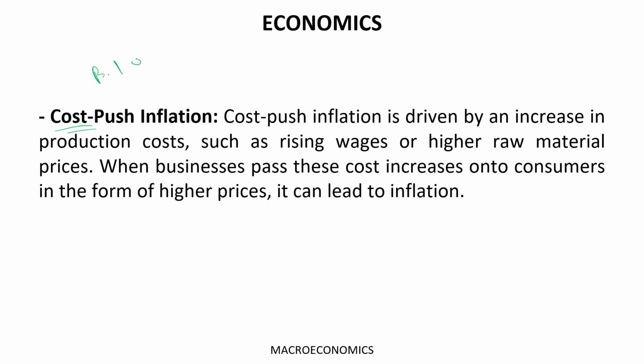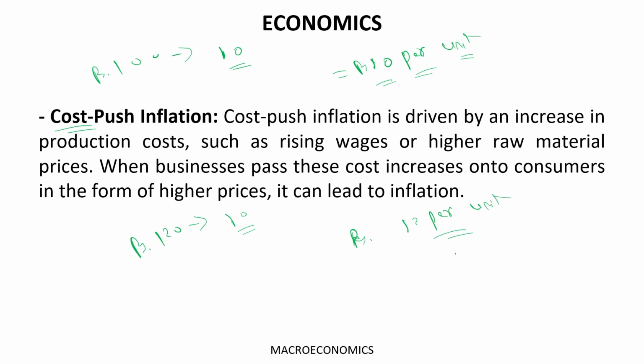Just suppose if rupees 100 was my production cost for 10 units, it means rupees 10 per unit was my cost. Okay, but now rupees 120 is my cost for 10 units. Now you can say it's rupees 12 per unit cost I am having. And if I go to this side, then now you can see the internal cost of production is going high. So what effect will it have? It will have an effect on the final price.